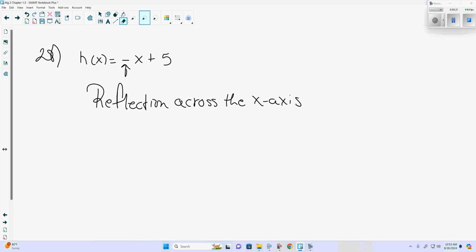Even though we don't have one across the y, it's still good to write it out because there is one across the y. The only other part we have is the plus 5, which would be up 5. If it's inside parentheses or absolute values, it's left or right when we're adding or subtracting a number. If it's outside, it's up or down.